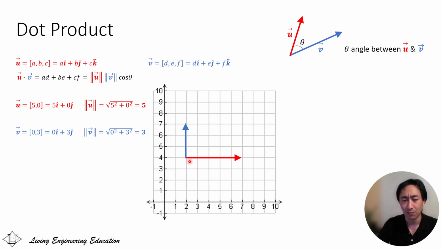Now remember, the dot product is the product of the two vector magnitudes when one is projected onto the other. So what does that mean? If this blue vector is projected onto the red vector, it's going to collapse along the horizontal. So it's basically asking, what's the x component of this vertical vector? Or alternatively, you can say, what's the y component of this horizontal vector?